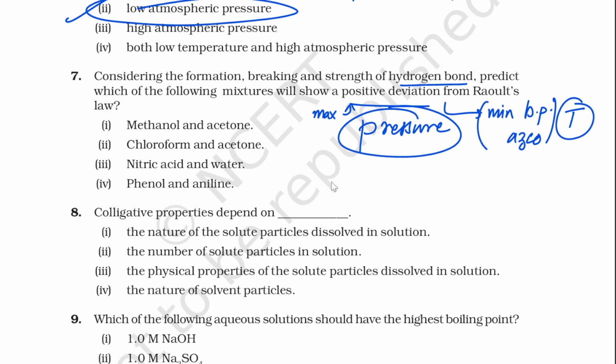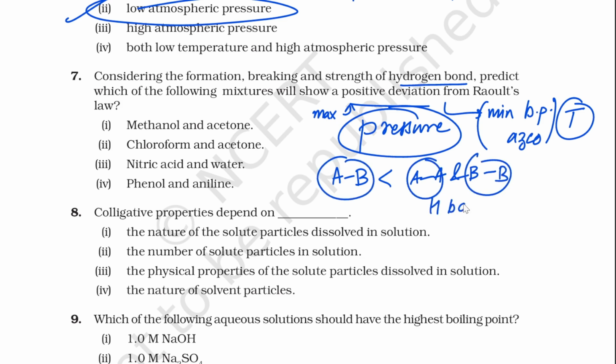things don't mix. So A-B interactions are weaker than AA and BB interactions. That's what we're looking at. Okay. So maybe in AA and BB there is some hydrogen bonding or something. Okay. That's the theory behind it.